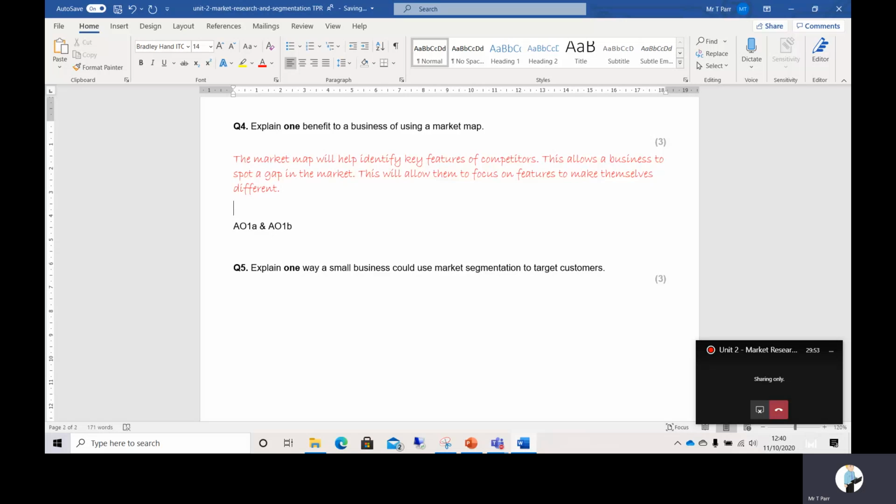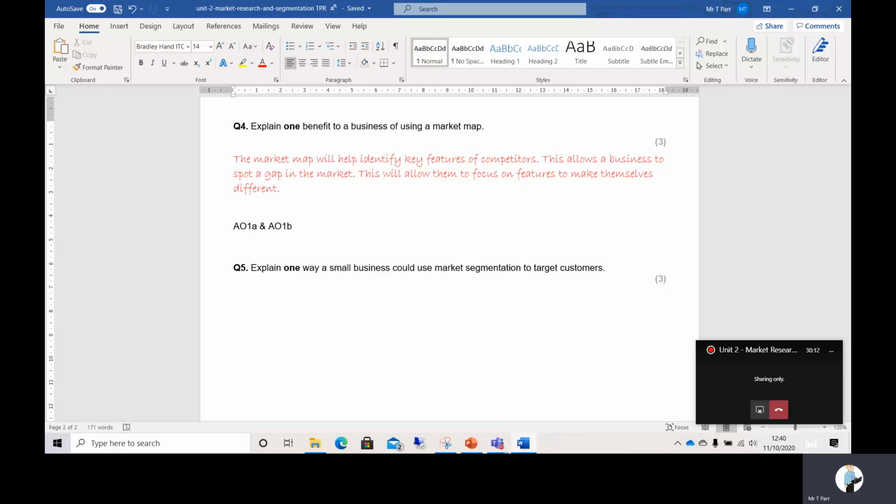What else you could say? You could also say how a market map helps a business make decisions about its products so they are different from their competitors. And that means they're likely to get more customers. All right. There's multiple ways you can do it, but the key about getting these 3 marks, squeezing out these 3 marks, is those 2 link strands.